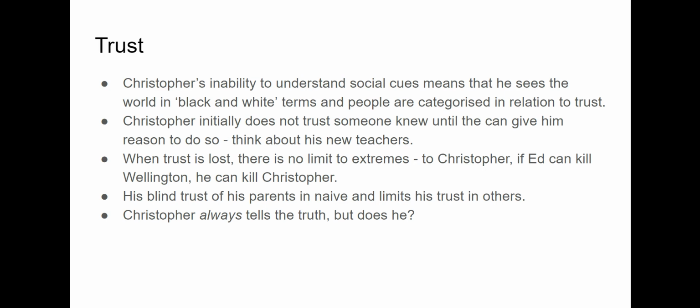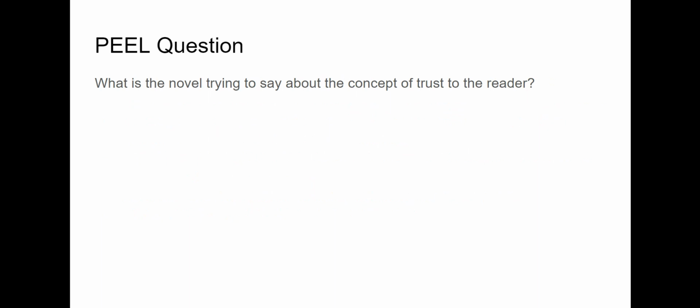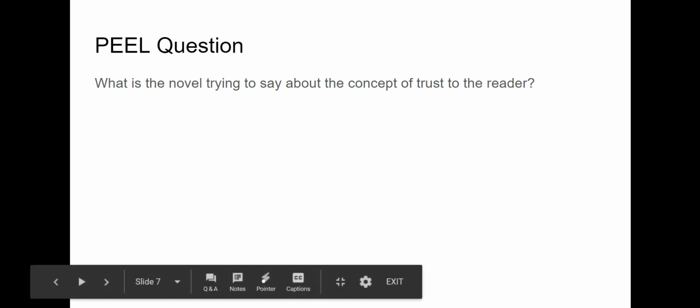Now, if you read that section again of what Christopher was saying, he is well aware of what he's doing. It's not connected to his autism and his misunderstanding. He's going out of his way to purposely misunderstand what his father said. So, what is the novel trying to say about the concept of trust to the reader? This is where it comes down to you. So think about what's being said and where we're up to.